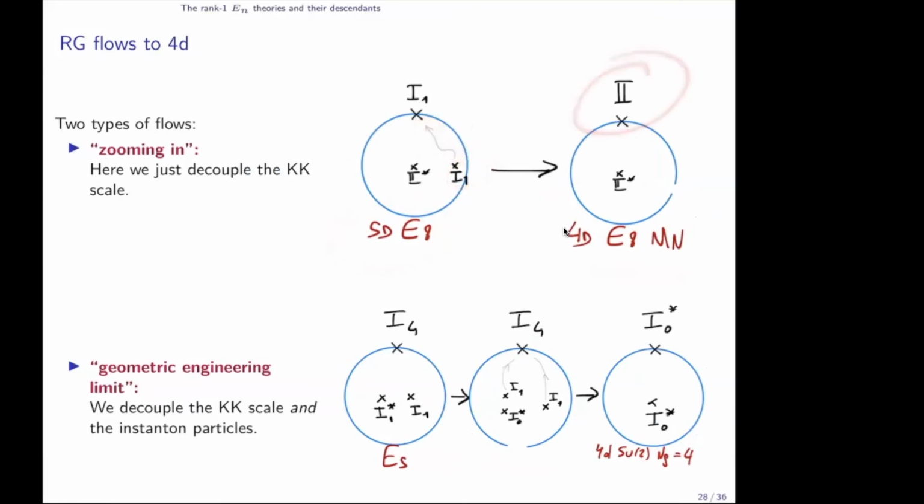Then you change the type of singularity at infinity. You still have a type II* singularity in the bulk, which carries the E8 symmetry and from which emanates the Higgs branch, which will be the moduli space of E8 instantons.